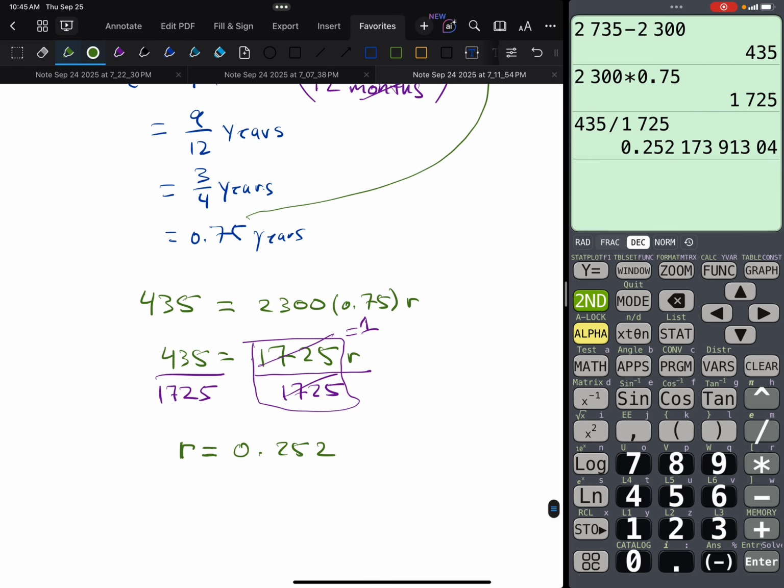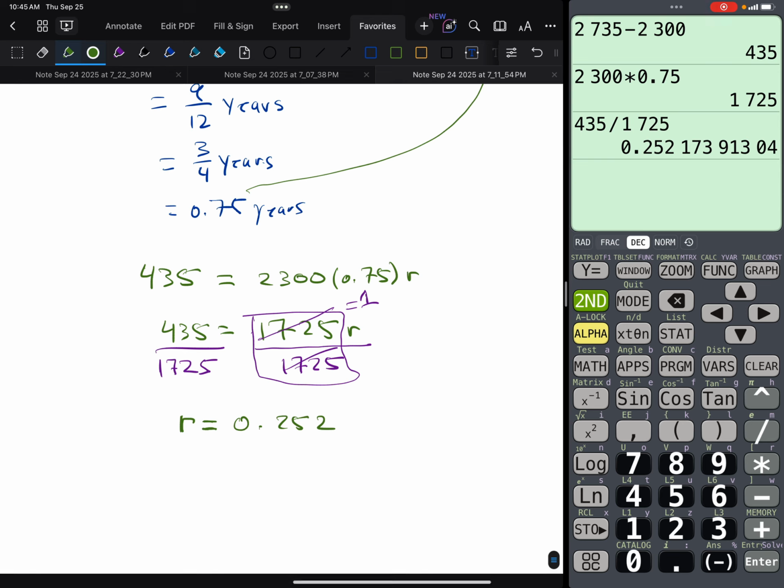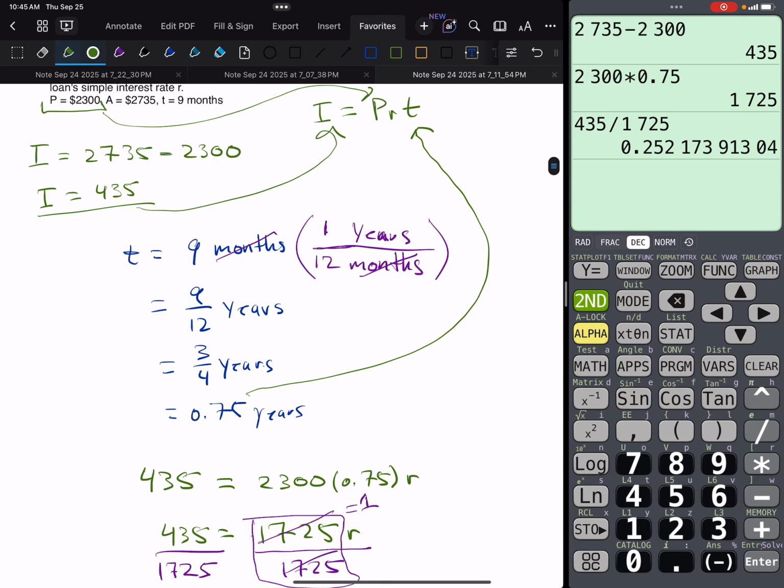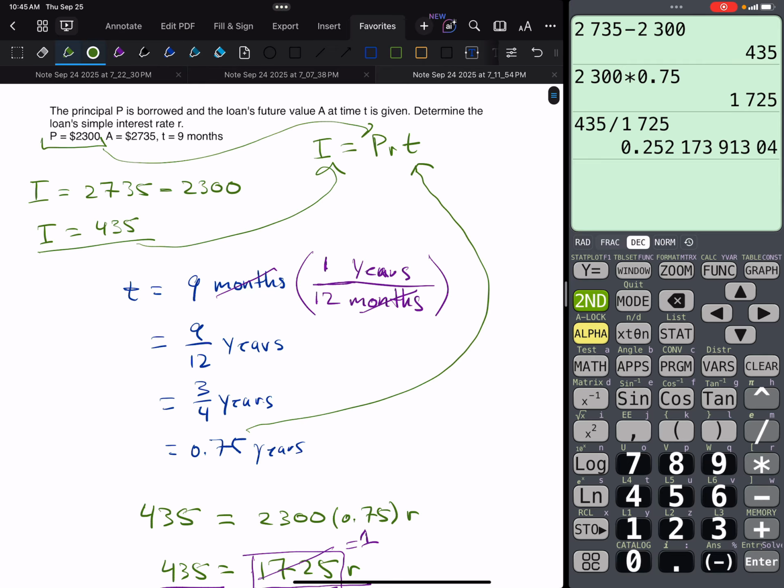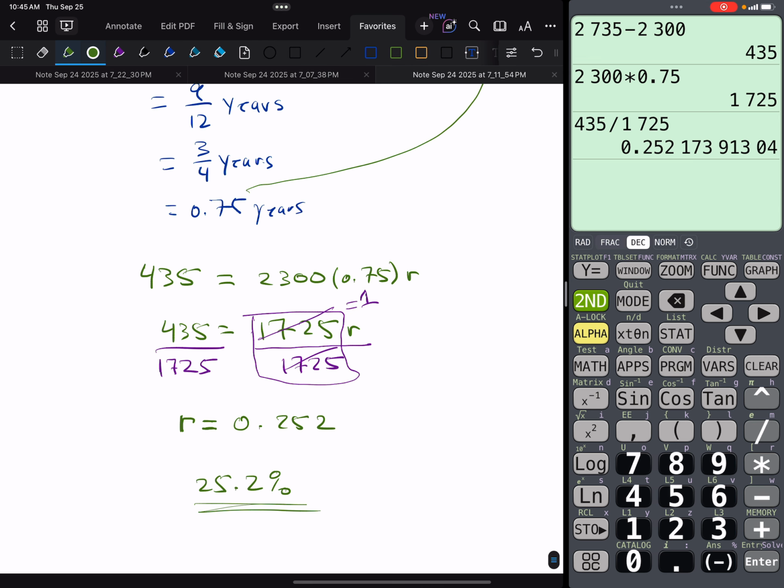All right, now again, that's a decimal. As an interest rate, it's probably more useful for us to think about this as a percentage. And so that's going to be 25.2% for my rate. That is a huge interest rate. But if you look at it, in less than a year, it gained $435. And so in less than a year, it actually gained quite a large percentage. 500 would be 25% of 2,000, right? If I'm going back to my estimation skills, I buy that, in that ballpark, this seems like a very reasonable answer.